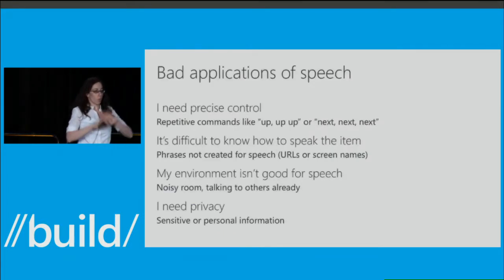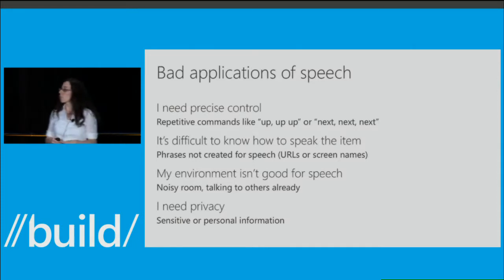One is like, when is the situation just not the best for speech? And there's a few of them. So precise control is one. I don't want to really say next, next, next, next, next, up, up, up, right? It's repetitive. It's a lot easier to press a button or to flick a screen than to try to do that with my voice. If it's also more difficult to speak that item, so URLs or usernames are things that weren't necessarily meant to be spoken, so trying to speech enable something that isn't meant to be spoken can be really difficult, especially if you've like substituted one for I and all that kind of stuff.